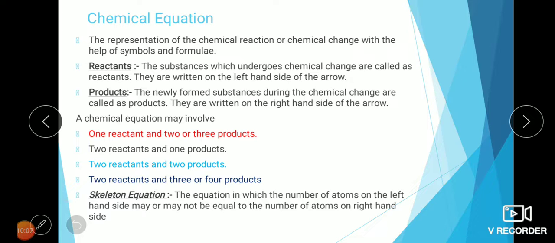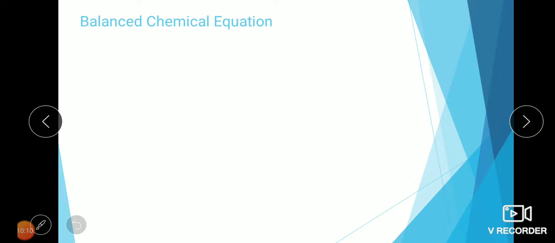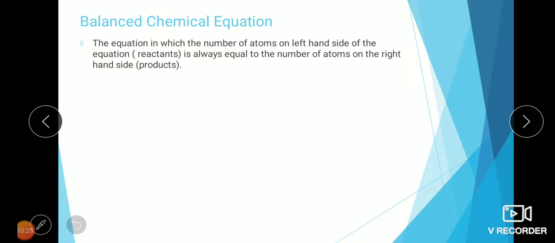In this reaction, the reaction was self-balanced. What do I mean by self-balanced? When you are writing an equation, and if the number of atoms on the reactant side is equal to the number of atoms on the product side, it is called a balanced chemical equation. Why did I call it self-balanced? Because when I wrote the equation, the number of atoms was already the same on both sides. As I told you earlier, the equation in which the number of atoms on the reactant side is equal to the number of atoms on the product side is said to be a balanced chemical equation.